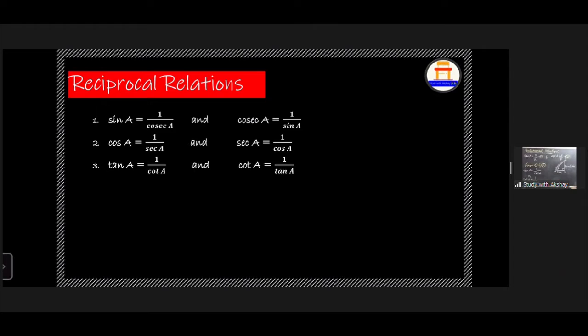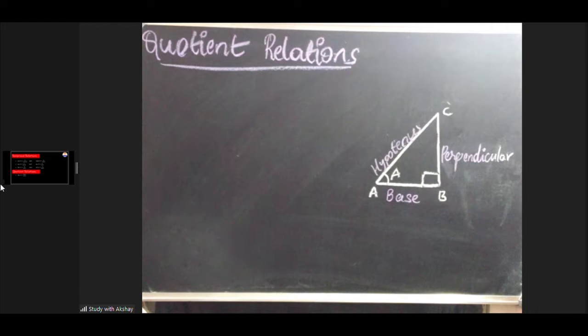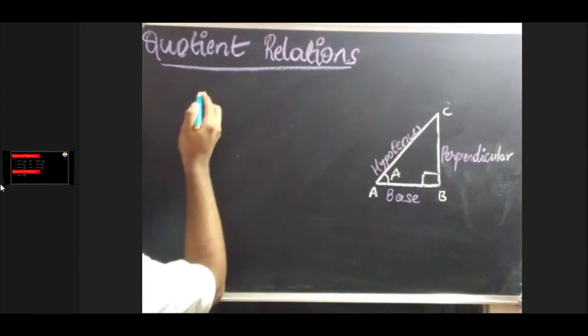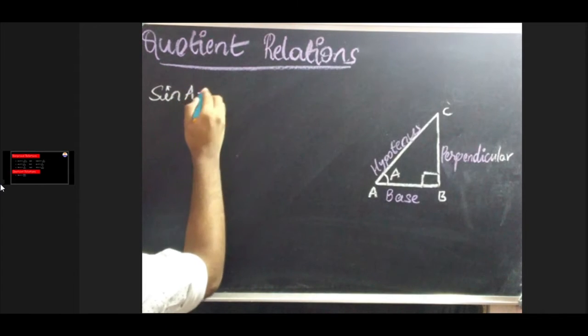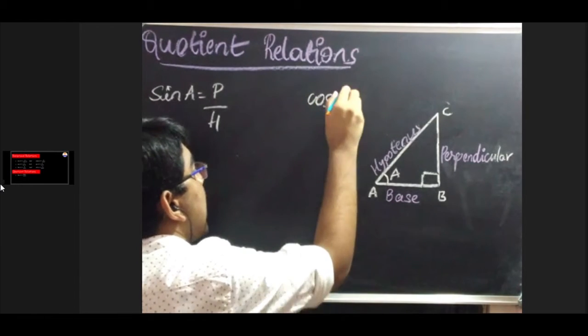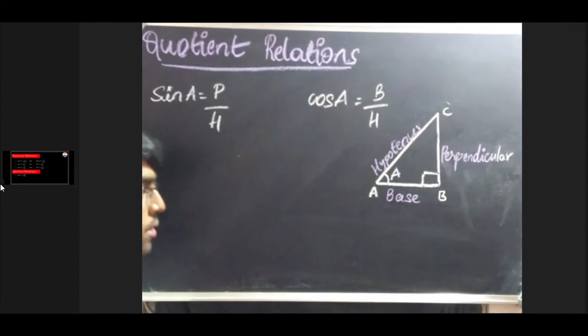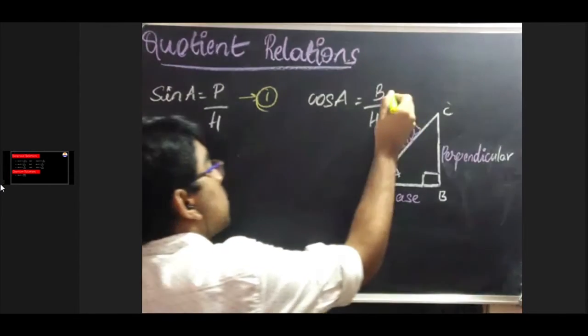You can now see it on the display screen. Hope all the reciprocal relations are clear. Next, let's start with quotient relation. Okay. So over here, we can say sine A has perpendicular by hypotenuse and cos A as base by hypotenuse. Right. We'll consider this as equation 1, this as equation 2.